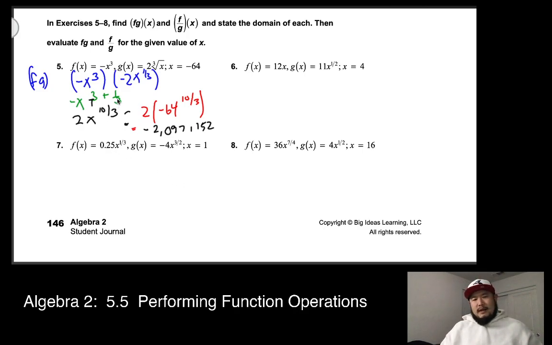Remember, this right here is the cube root. If I were to rewrite this, I would end up with the third root of x to the 10th power. Okay, so if we have the third root, then it's that S shape, telling me that my domain right here will be all real.